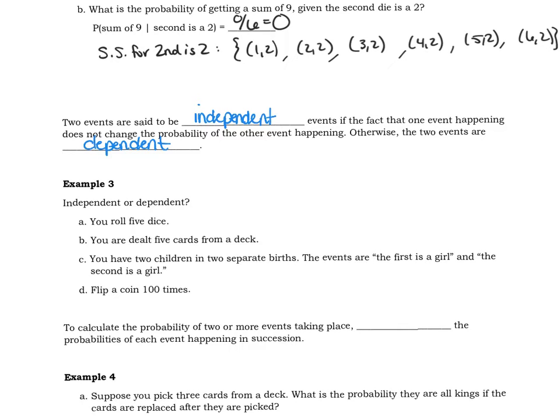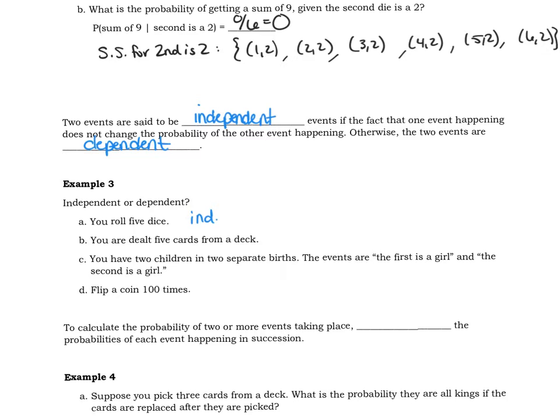Okay, so let's take a look here. Independent or dependent? You roll 5 dice. So does the roll of 1 die have impact on the second roll? Does the second roll impact the third? Or are they all completely independent? Again, these are events that are independent. One roll does not impact another.